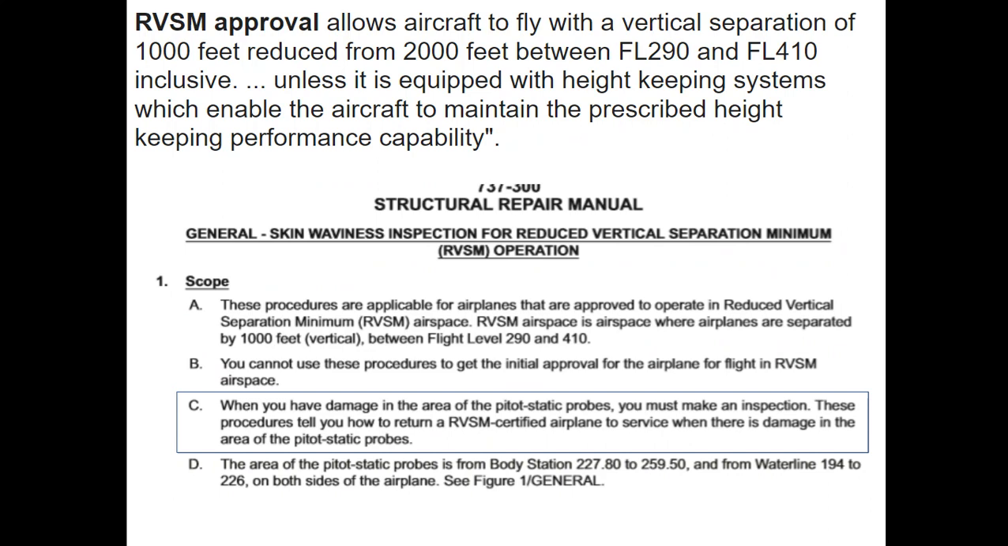So you look at the structure repair manual, there is a requirement there: general skin waviness inspection for reduced vertical separation minimum. When you have damage in the area of the pitot-static probe, you must make an inspection. This procedure tells you how to return the RVSM certified airplane to service when there is damage in the area of the pitot-static probe. So you have to be very careful looking at where the damage is, in particular the area of the pitot-static probe.